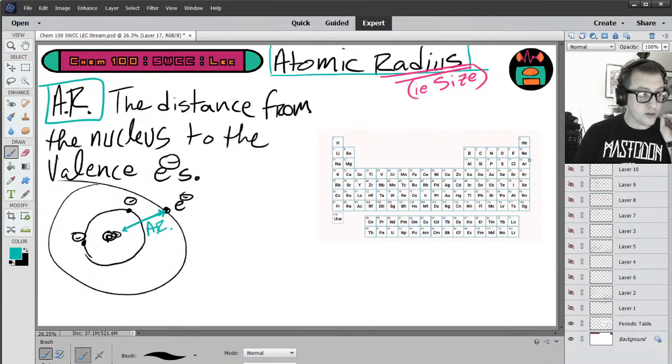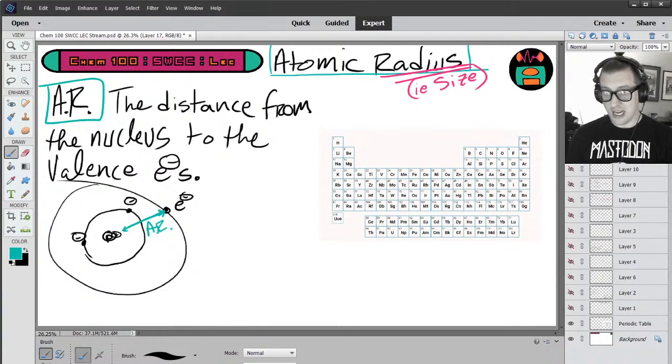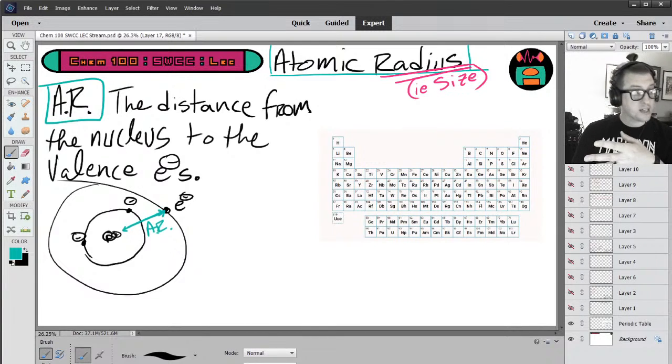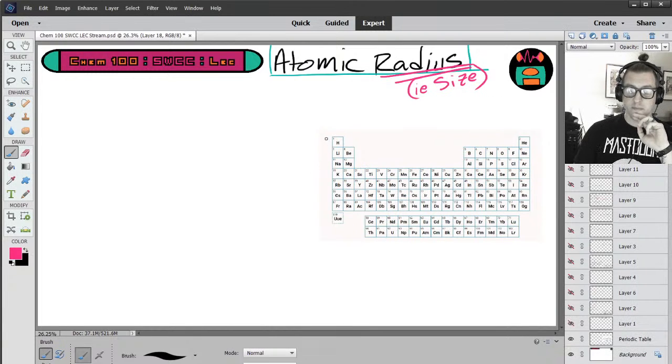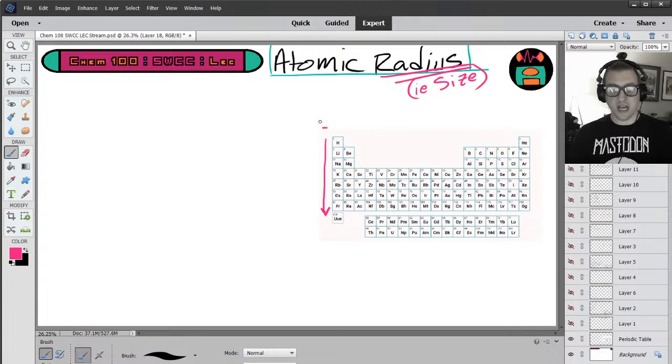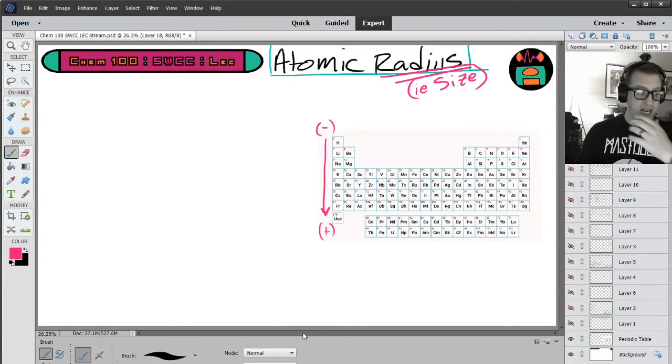And there is a predictable trend for atomic radius or atomic size that the periodic table follows. So as you move from the top of the periodic table to the bottom, the atomic radius increases. So the closer you are to the top, the smaller the atom is. The closer you are to the bottom, the larger the atom is.